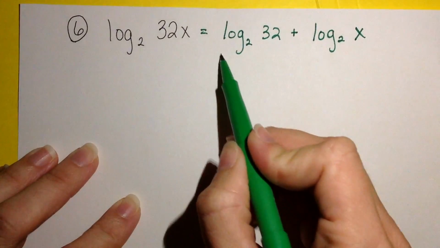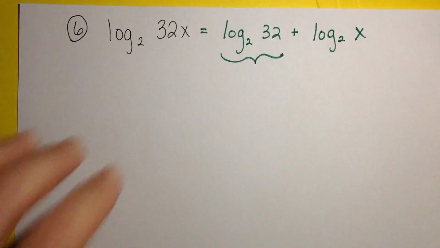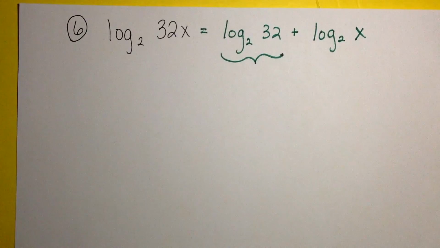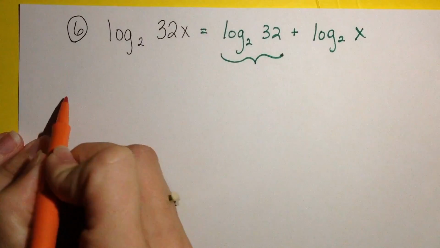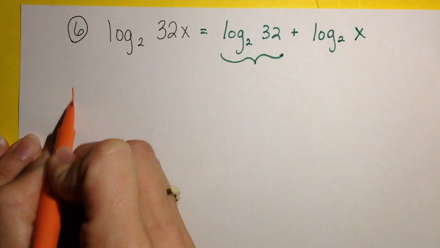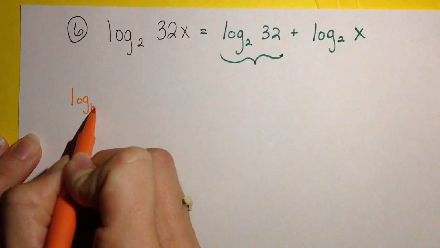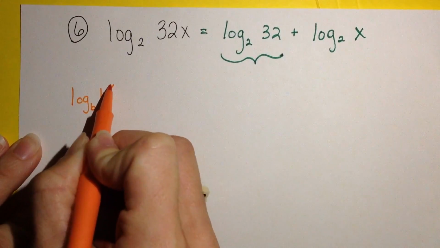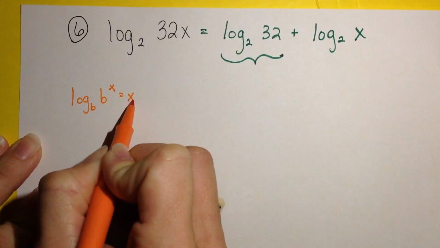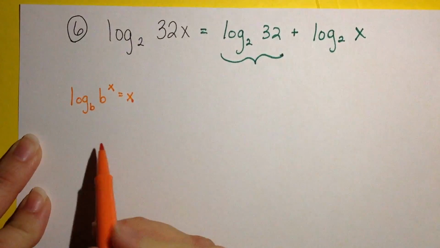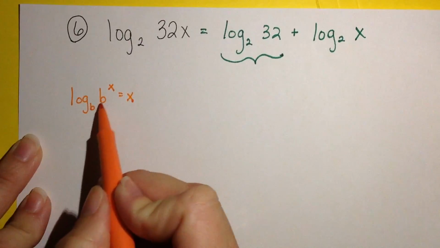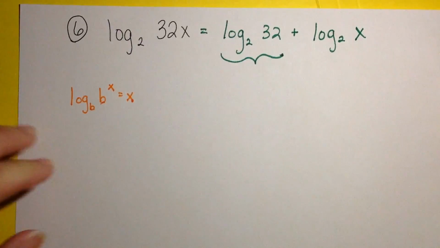Now, this term I actually can do something else with. Now, it's not one of the three properties we talked about today. It's actually one of the properties that we dealt with in an earlier section, and I'm going to write that property to the side. What we learned earlier is that if we have log base b of b to the x, then that's just equal to x. Of course, in order for this to work, the two numbers you have here have to be the same.